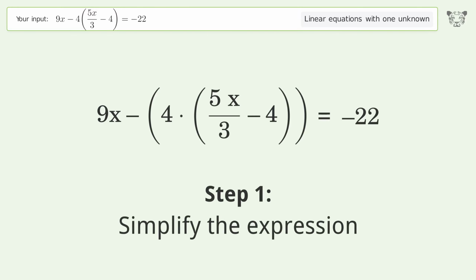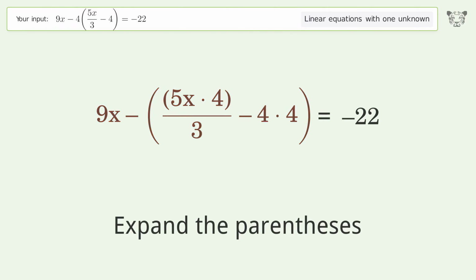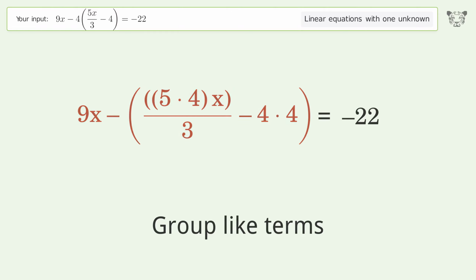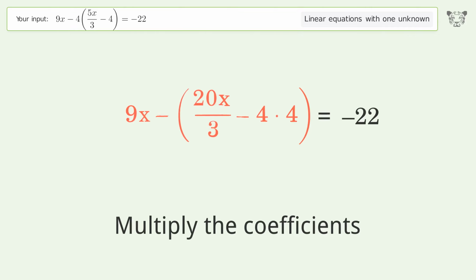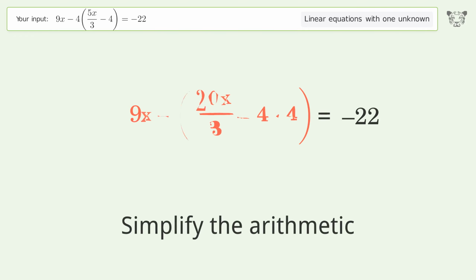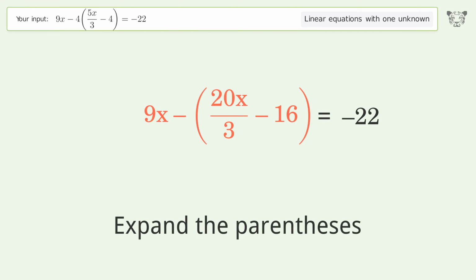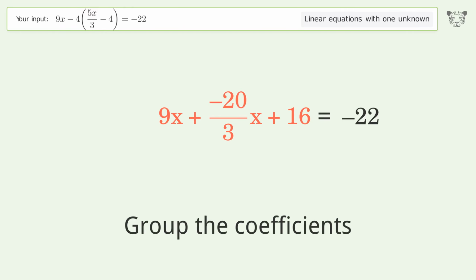Simplify the expression. Expand the parentheses. Group like terms. Multiply the coefficients. Simplify the arithmetic. Expand the parentheses. Group the coefficients.